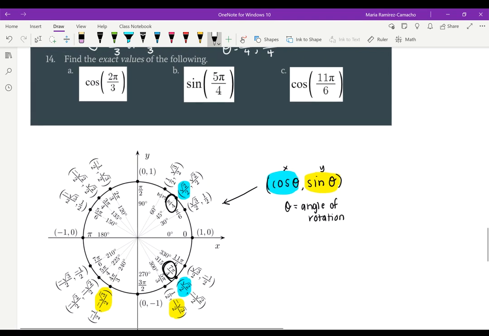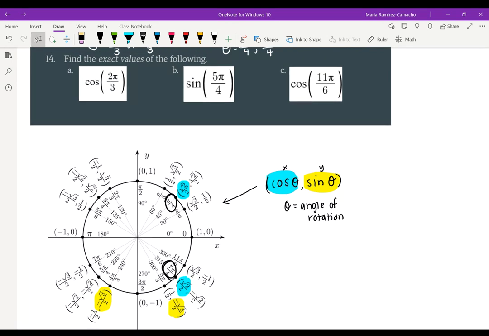Lastly, number 14 asks us to find exact values for the following. So part A, cosine of 2 pi over 3. Let me erase some of the highlighted marks that I have. What we're going to do here is find the angle on the unit circle and then look at the correct coordinate. For cosine, you're looking at x. For sine, you're looking at y.